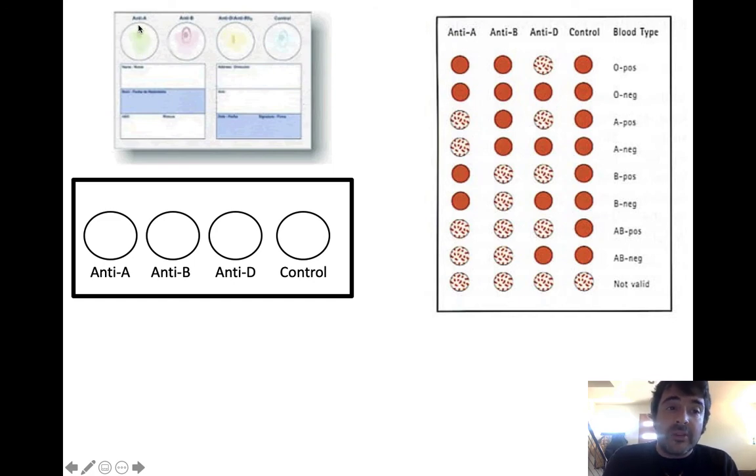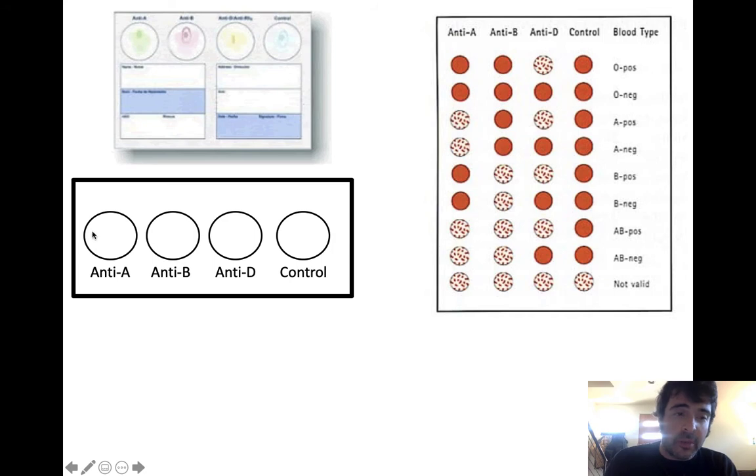So in this well, you have anti-A antibodies. In this well, you have anti-B antibodies. In this well, you have anti-Rh, also known as anti-D antibodies. And in your control, you have no antibodies, because if the control ever clumps, you just have a card that is no longer working.